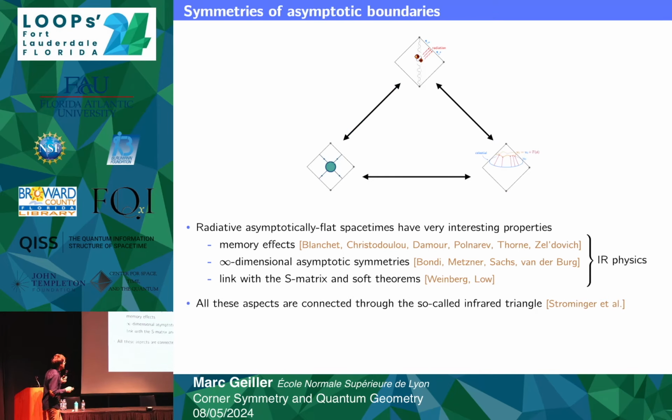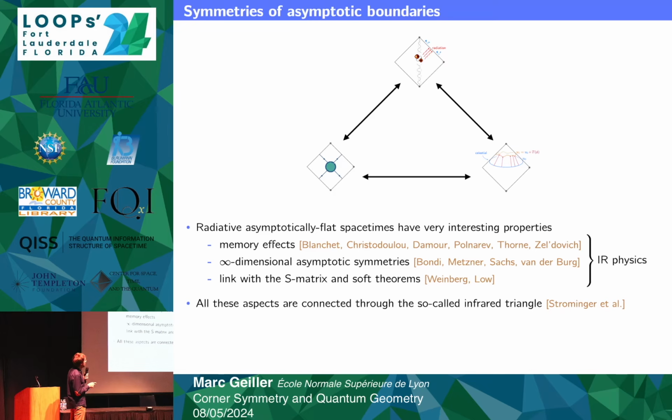Now, in recent years, people have realized that these things, which were known for a long time, actually appear to be connected through nice relationships. And since these are phenomena which take place at long distances or low energies, this is called the infrared triangle. So there is this triangular relationship between memory effects and soft theorems. At the leading order, this is just a Fourier transform between the memory measurement and the soft factors.